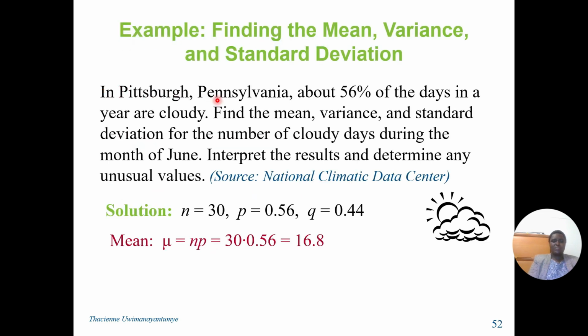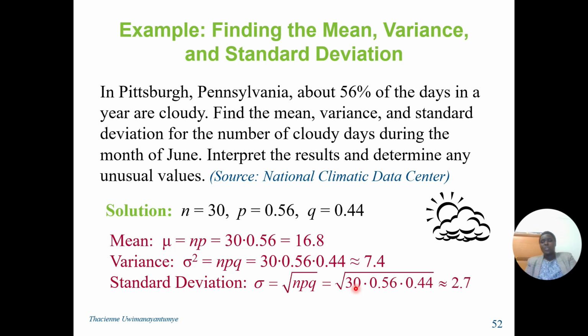So the mean will be equal to 30 times 0.56, which is equal to 16.8. And the variance by formula is n times p times q. So 30 times 0.56 times 0.44, which is equal to approximately 7.4. This is the variance. And then the standard deviation will be equal to the square root of 7.4, approximately 2.7. So we have already found the mean, the variance, and standard deviation.